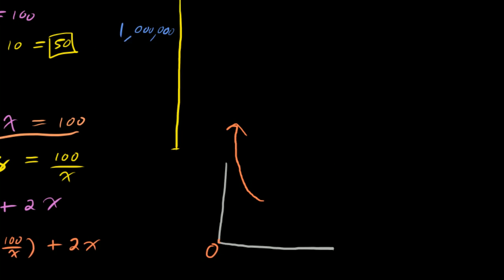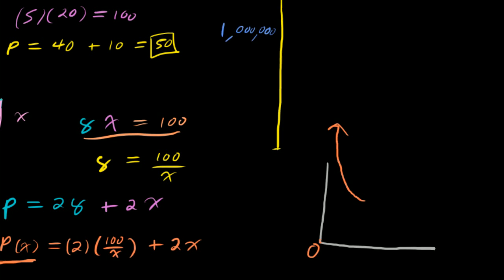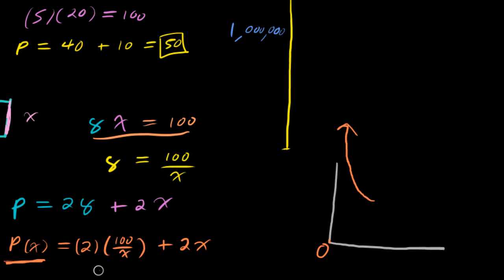Similarly, what happens to the perimeter as x gets really, really big? So we saw that in this example that I'm kind of hovering over right now, where our height was 1 million.